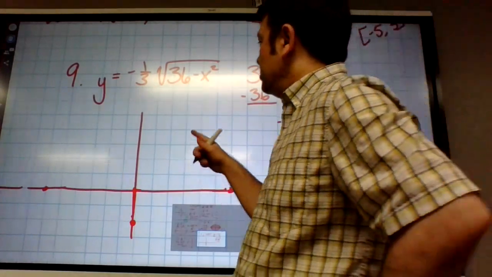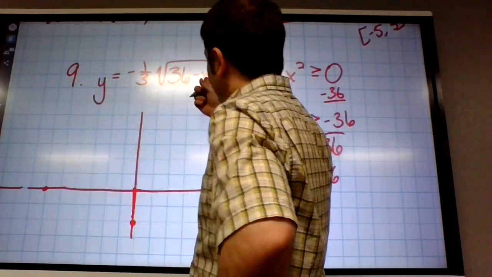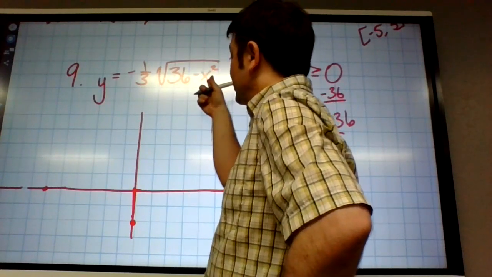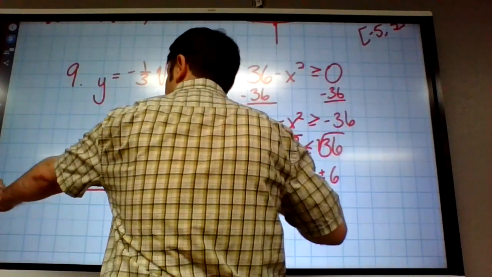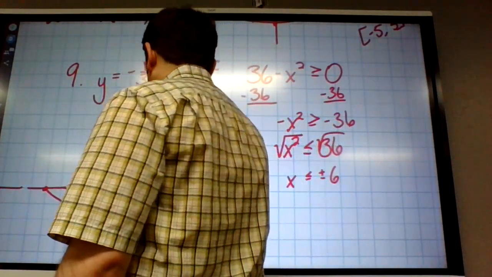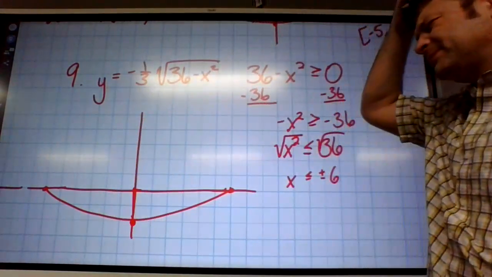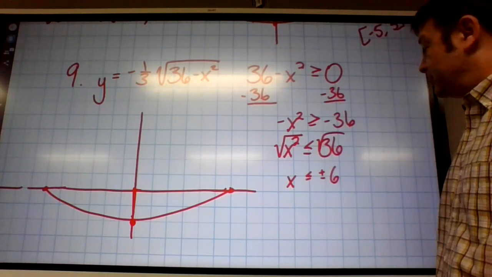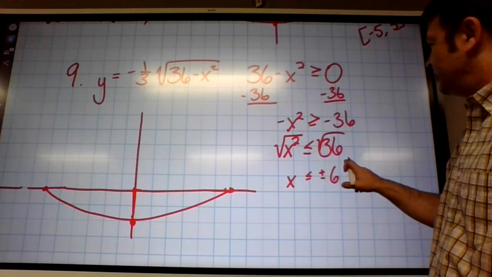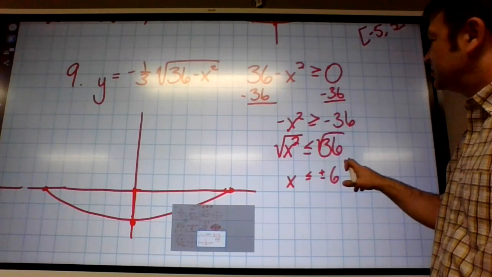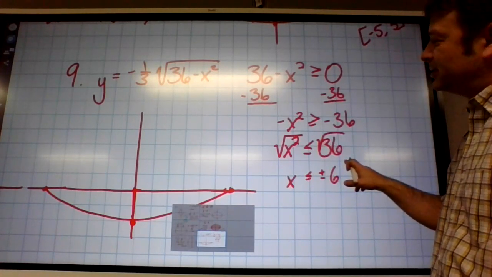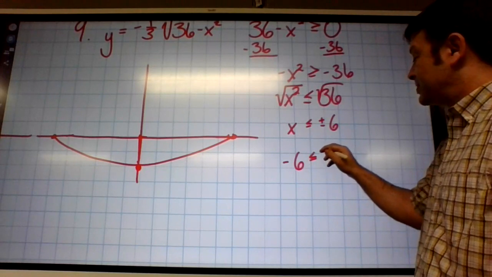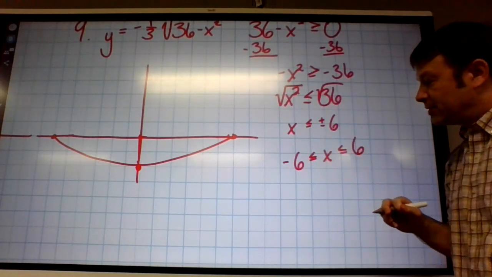That didn't quite work. If I try plugging in something bigger than 6, like 7, 36 minus 7 squared is negative, so that won't work. So there's nothing happening out here. It's just a half ellipse, I guess. This is not quite right, but it's close. Anyway, it works between -6 and 6 for the domain.